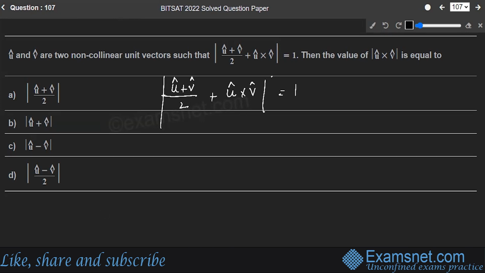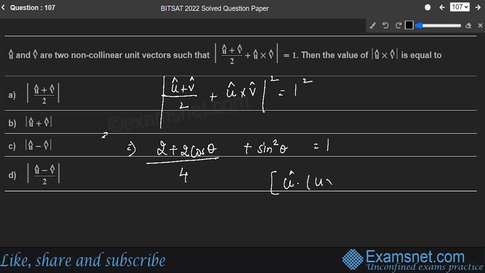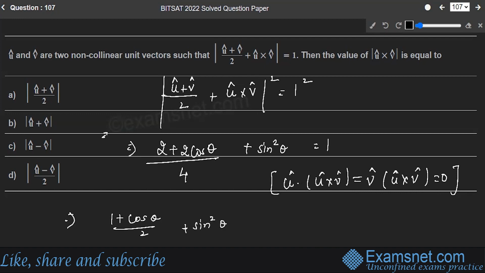So let's do squaring on both the sides. So this will be equal to, now, give me (2 plus 2 cos theta) upon 4 plus sine square theta is equal to 1. See, because the dot product of u and u cross v is equal to 0, right? So here I'm taking 2 common. So this will be (1 plus cos theta) upon 2 plus sine square theta is equal to 1.